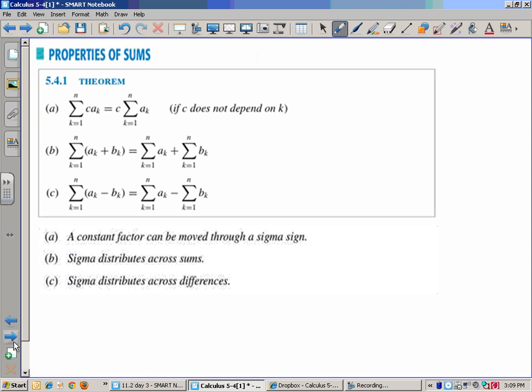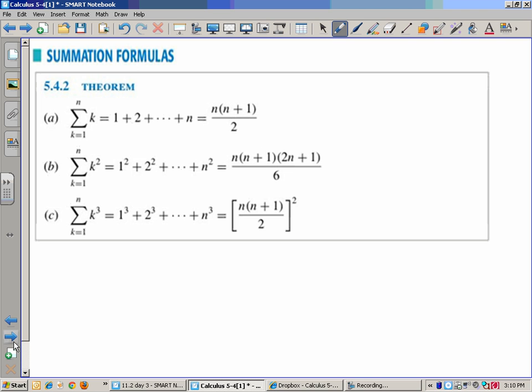Okay, so here are some properties, a couple, and we're going through this kind of quick. They're in your book. You can take a look at them. A constant that's inside can be moved outside, hence it's outside. You can take something that's either plus or minus, and you can separate that into 2 separate sums, plus and minus. And the reason we want to do this is so that we can actually utilize the formulas here.